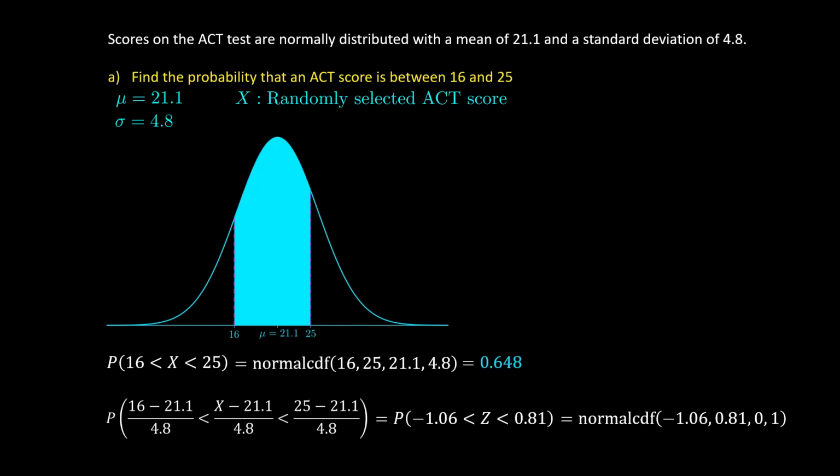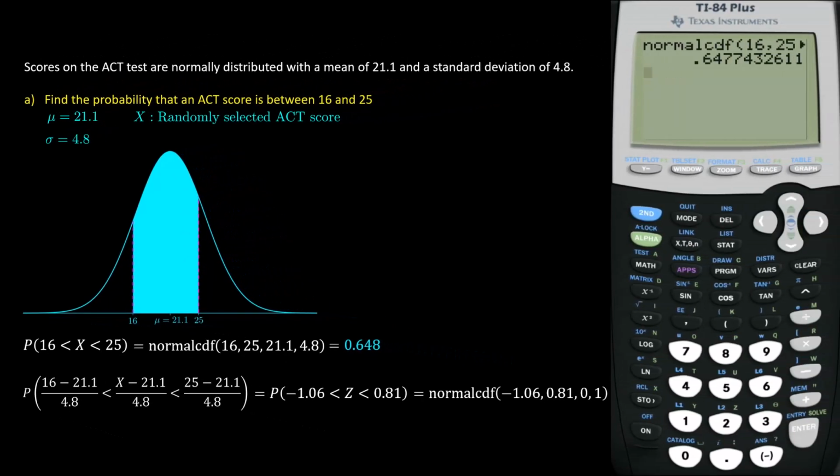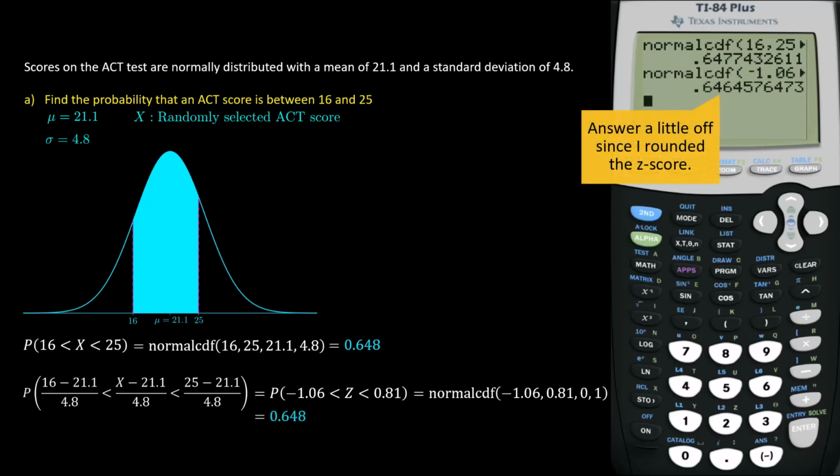So be careful here because once we standardize the x scores, we now use the standard normal distribution, which has a mean of 0 and a standard deviation of 1. Okay, so let's type this information into the calculator. Press second, then go to vars, select the second option, then let's enter the information. You see that we get the exact same answer as before, which is 0.648.